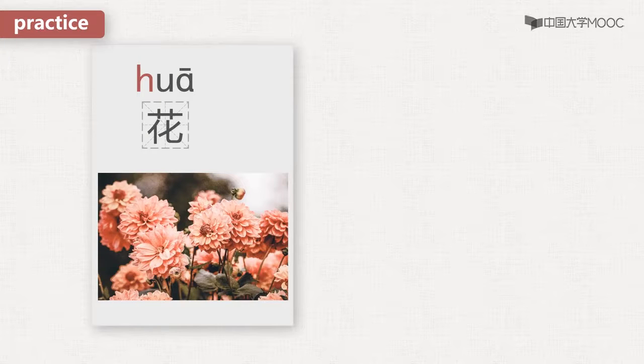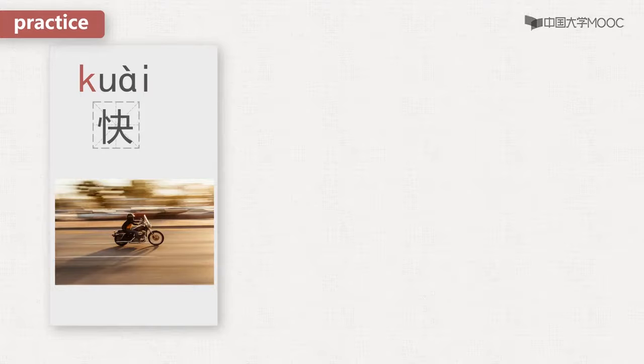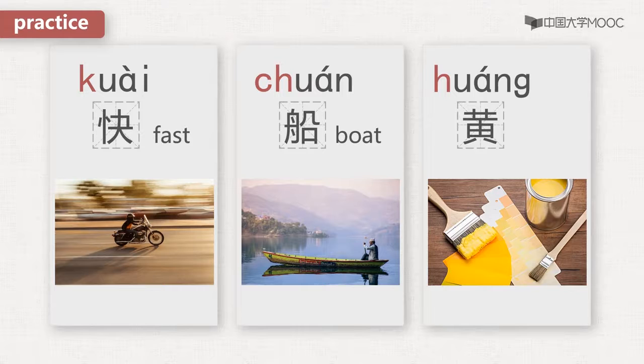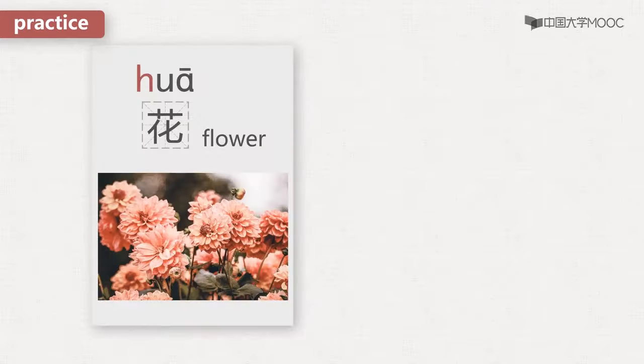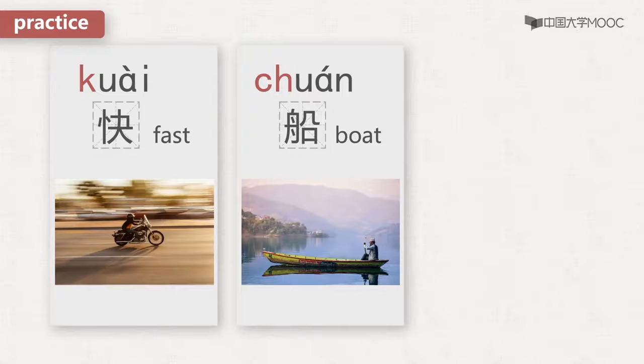He, wa, hua, flowers. De, wo, duo, many. Ke, wai, kuai, fast. Chi, wan, chuan, boat. 吃湾船. Chuan. He, wan, huang, yellow. 喝汪黄. Huang. Good. 花多快船黄. I often hear kuai, kuai, kuai.